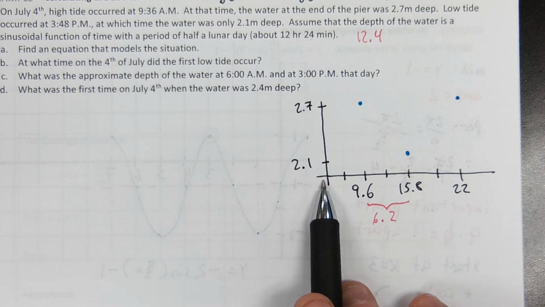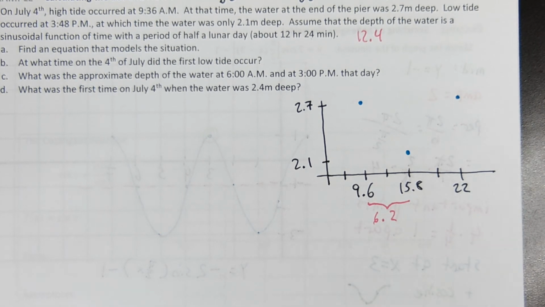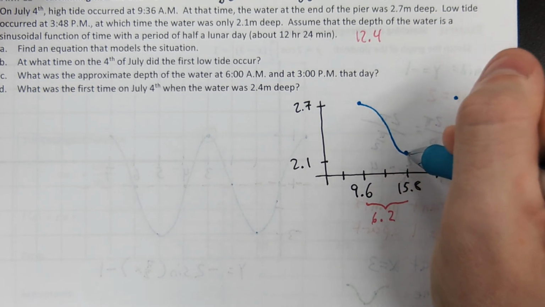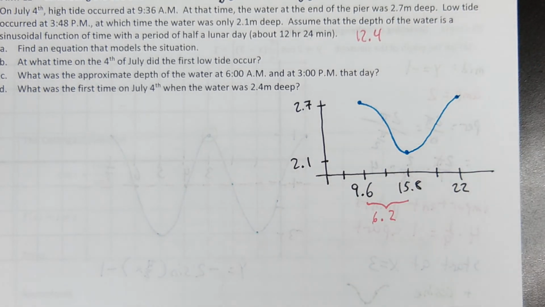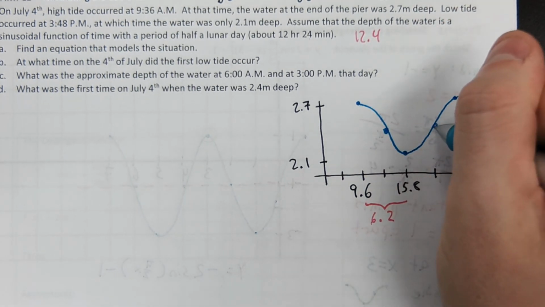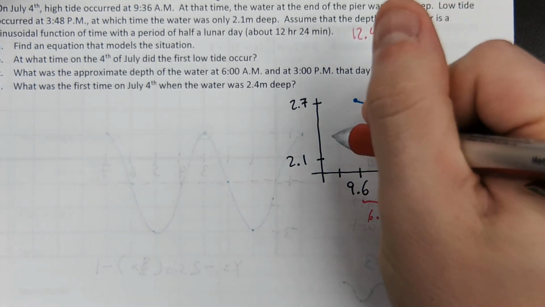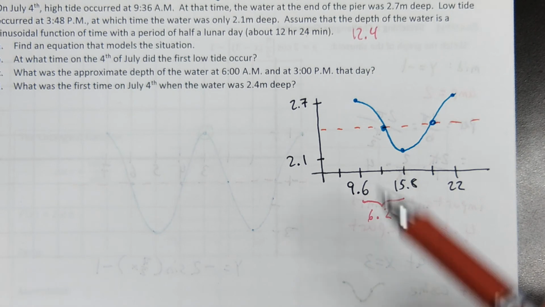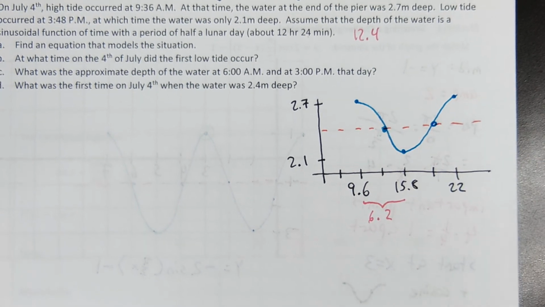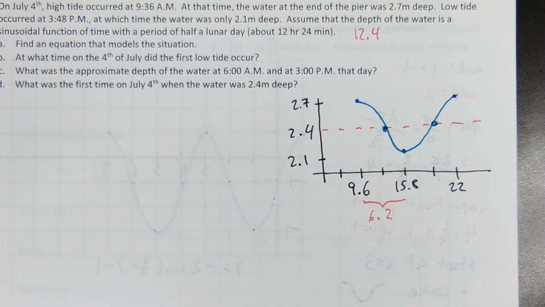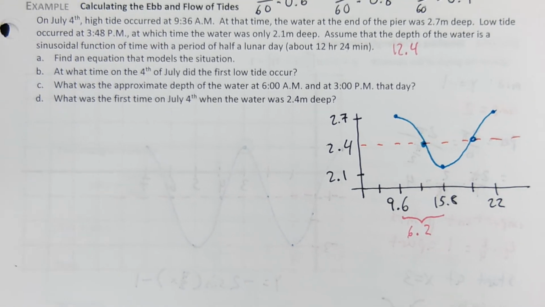This is not halfway between 0 and 9.6. Picture not drawn to scale. And what is the y value of my midline? It is 2.4 because it's the average. The average of 1 and 7 is 4, so 2.4. I think we're ready to write an equation. Part A, write an equation.